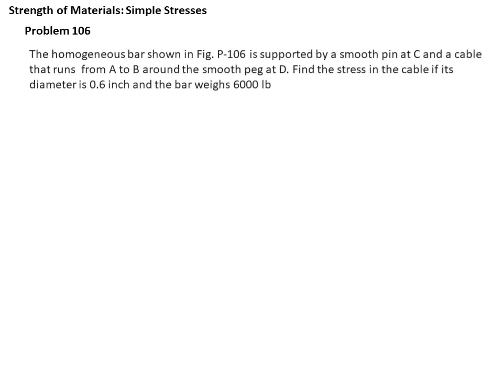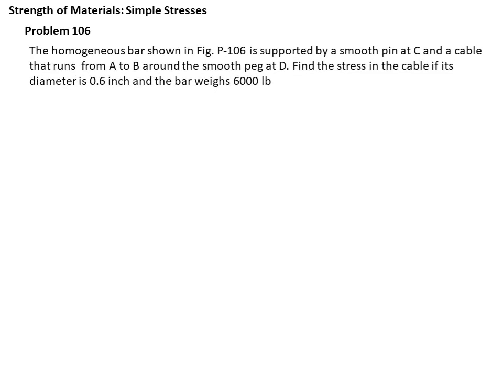Let's solve problem 106 under simple stresses topic of strength of materials. The homogeneous bar shown in figure P106 is supported by a smooth pin at C and a cable that runs from A to B around the smooth peg at D. Find the stress in the cable if its diameter is 0.6 inch and the bar weighs 6,000 pounds.